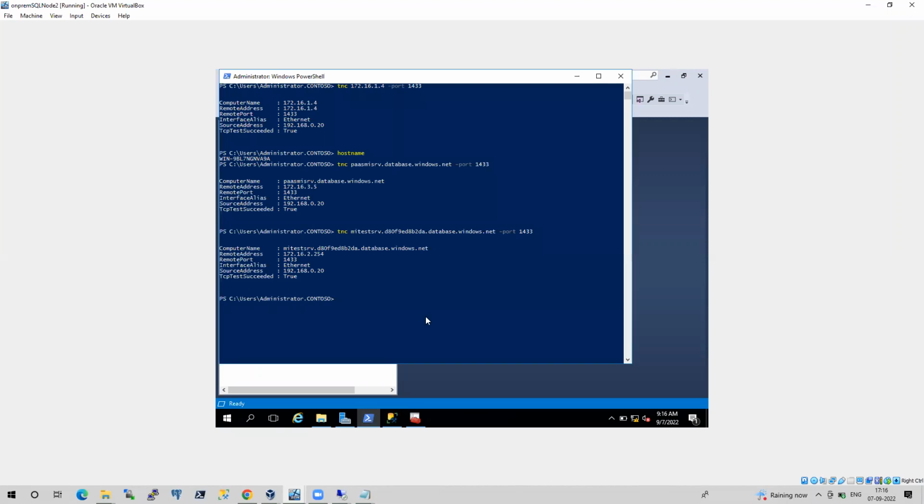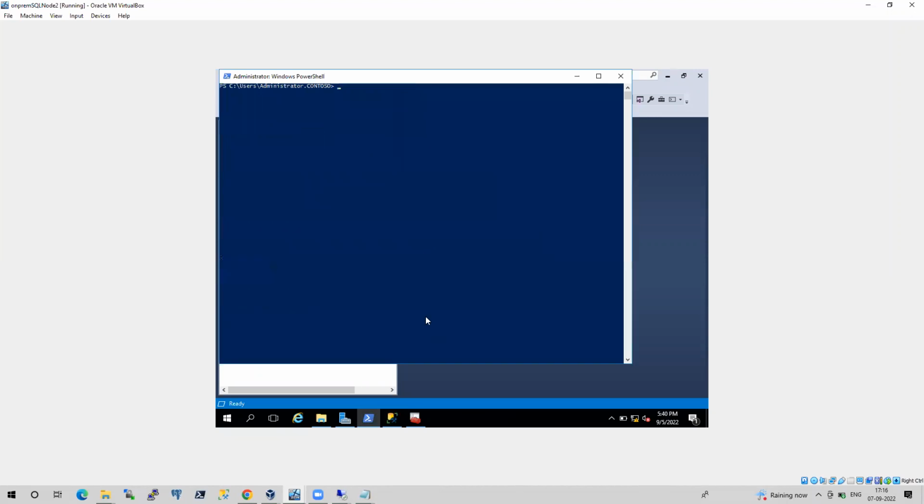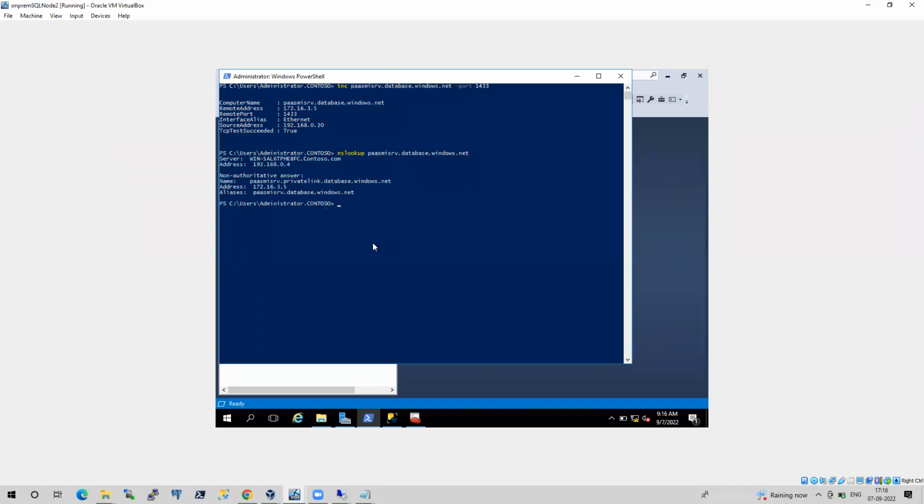Okay, so now let me fire the same thing from on-premises. This is PaaS MI, and one more I have is Azure AD SQL. Where is that? Let me do nslookup. If it works for both, no problem. TNC works means nslookup also works? No, it's not like that. TNC is different, nslookup is different. Don't come to any conclusions. Okay, now it is working fine, working fine even from on-premises.